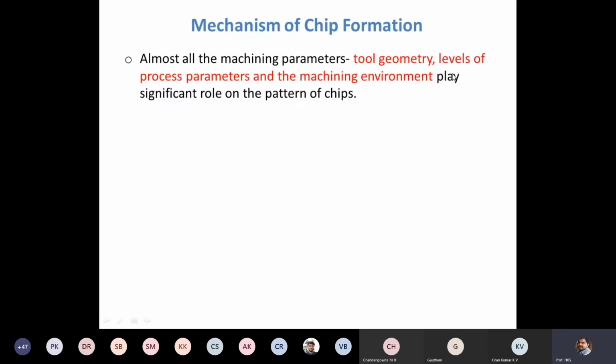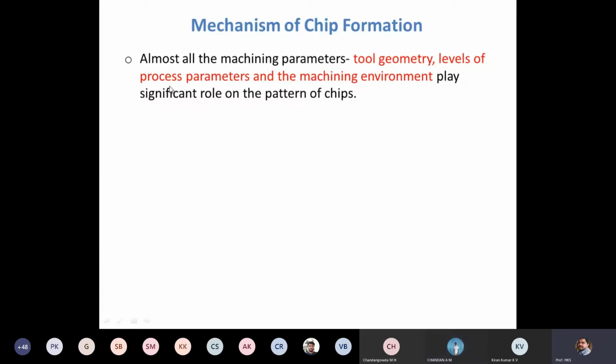Levels of process parameters: there are three major process parameters. Which are the three major process parameters? If you know, you can answer. Cutting velocity, depth of cut, cutting speed.